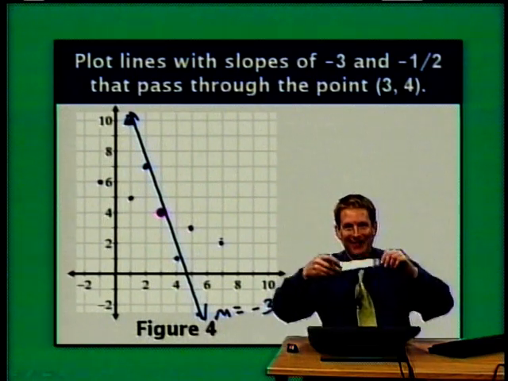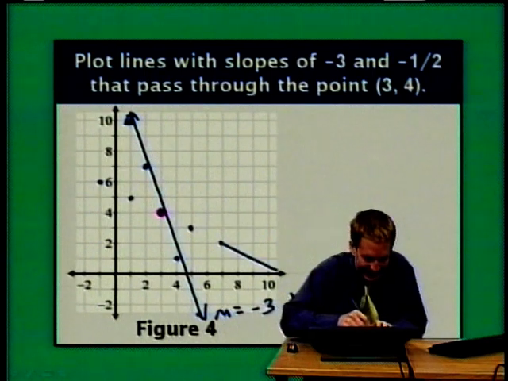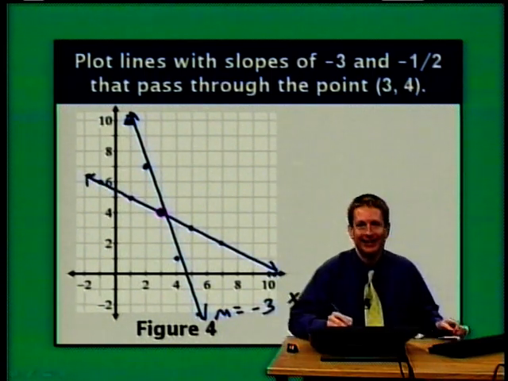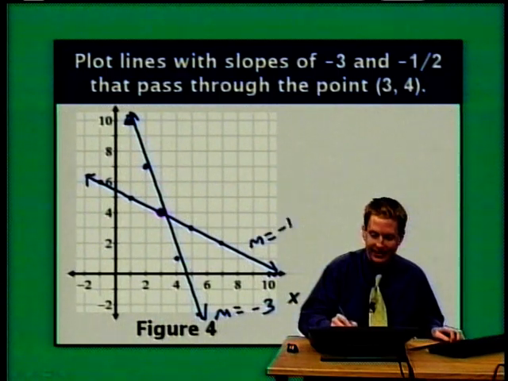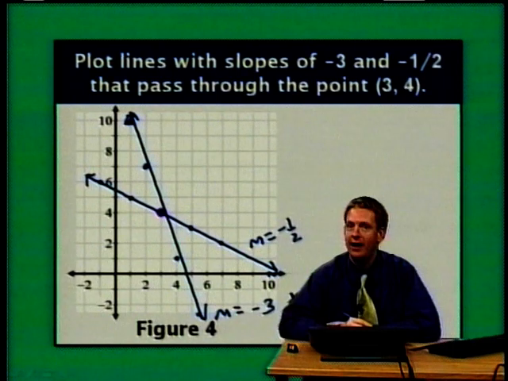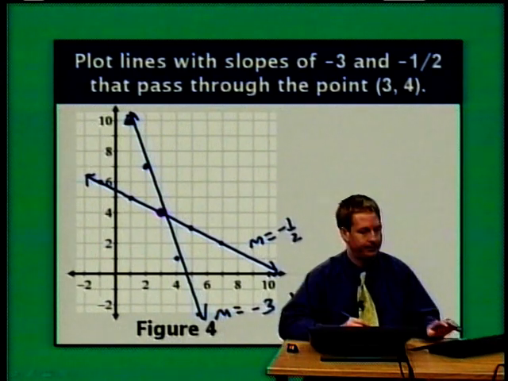Let's get out the ruler and let's connect the dots. Cool. They connect in a line. The slope of this line is negative 1/2. 2 lines with negative slopes, 2 lines that decrease from left to right. Lines with negative slope always decrease from left to right.